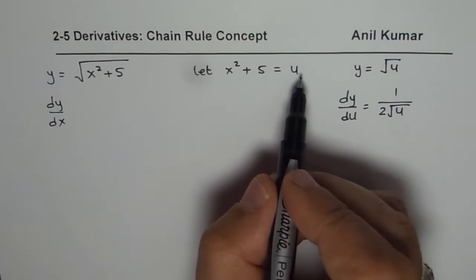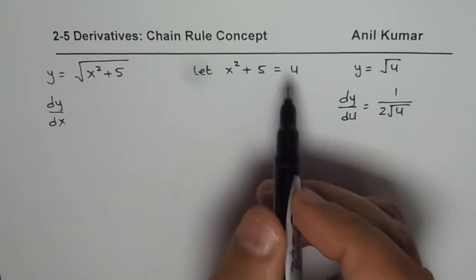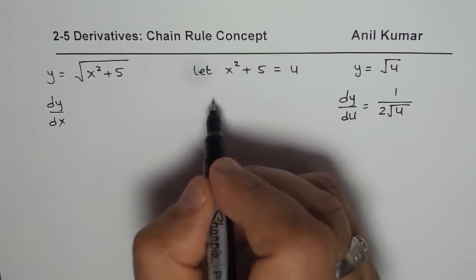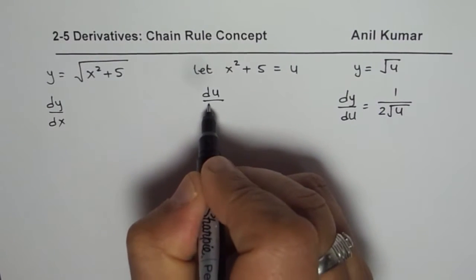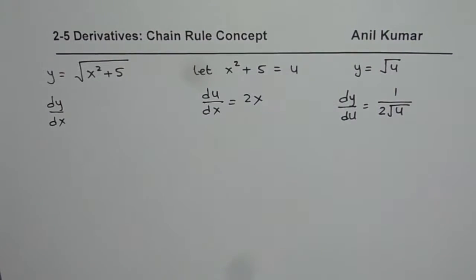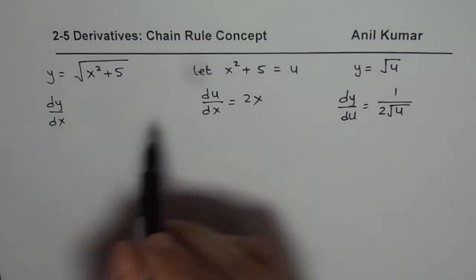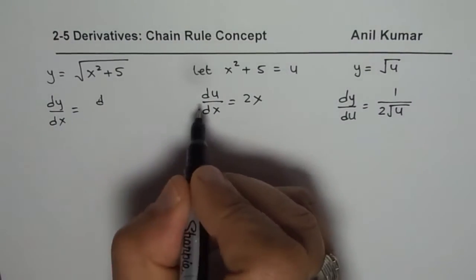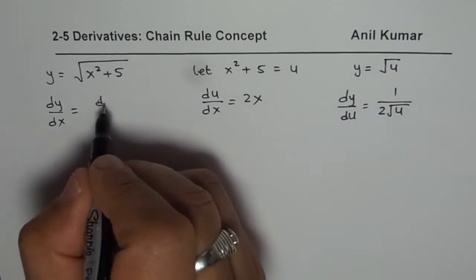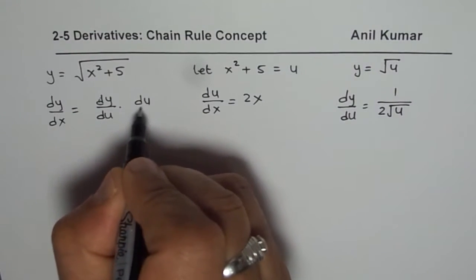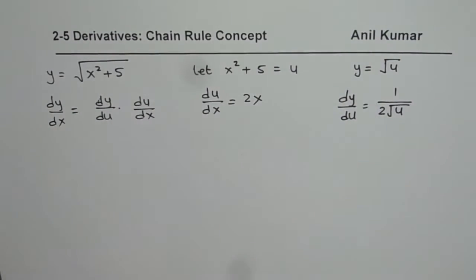And from here we can find du over dx. The derivative of u with respect to x is du over dx equals 2x, right? But what did we really want to find? dy by dx. Now dy by dx could be written as the product of these two, dy by du times du by dx. Do you see that? That is the chain rule.